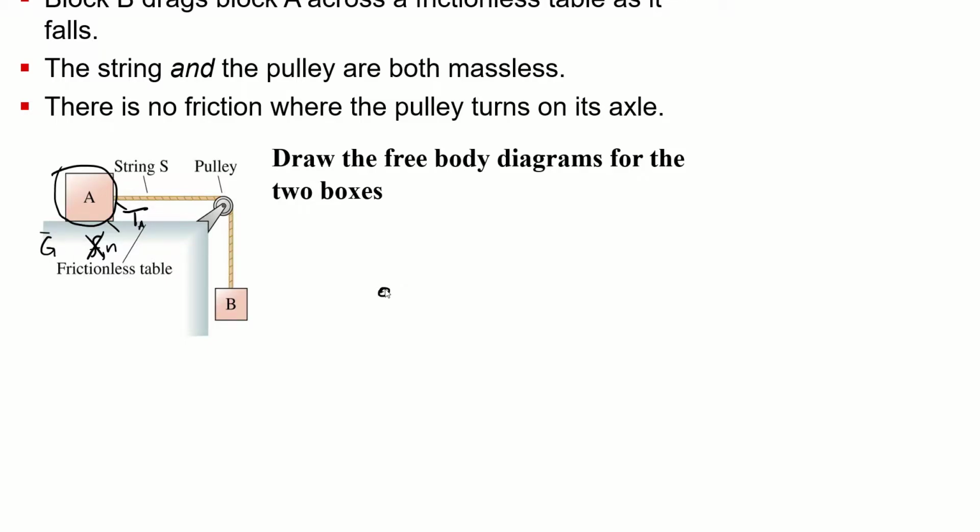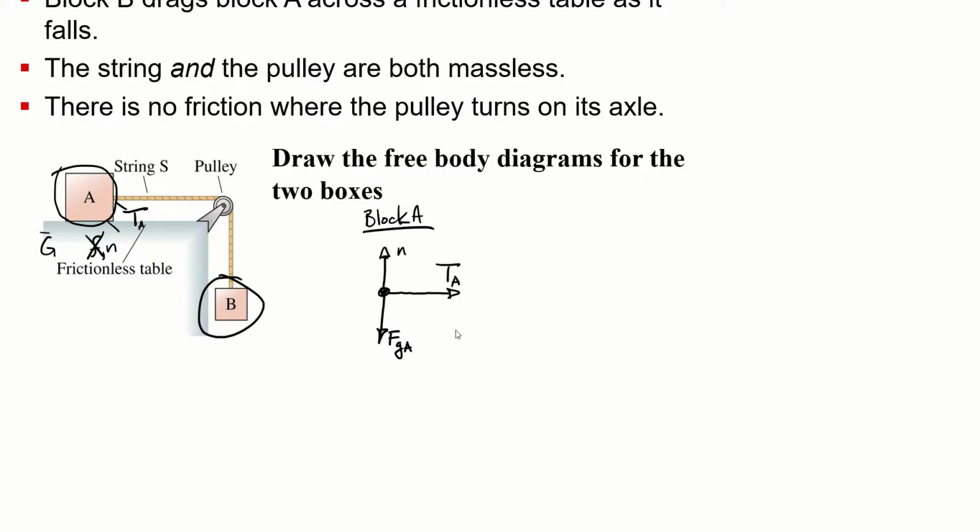So if I want to draw a free body diagram for block A, it's going to look something like this. I have that normal force I talked about. I have that tension force in the direction of the rope. We know tension's always in the direction of the rope or the wire or whatever's pulling on it. And I have the force of gravity acting on block A, pulling it down.